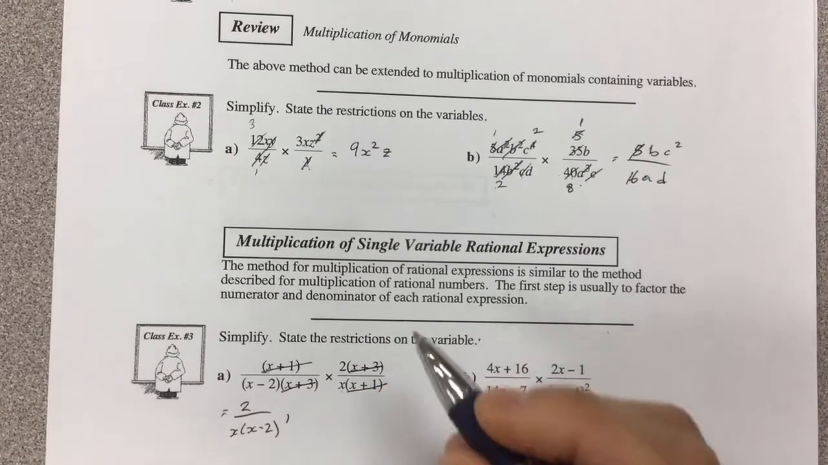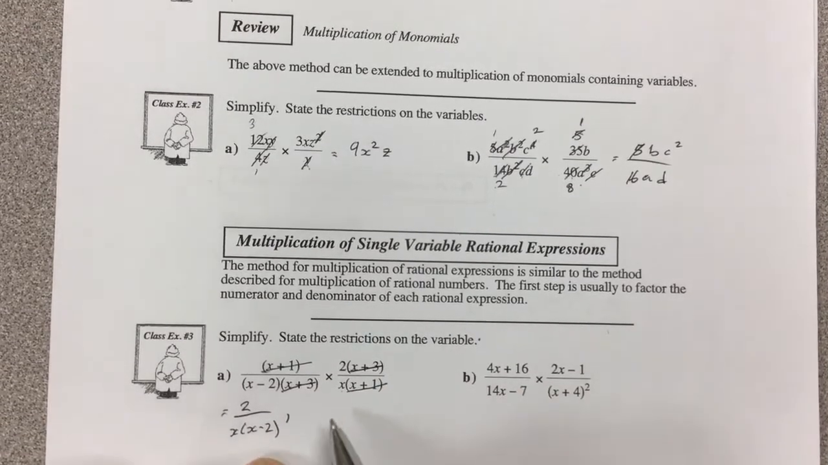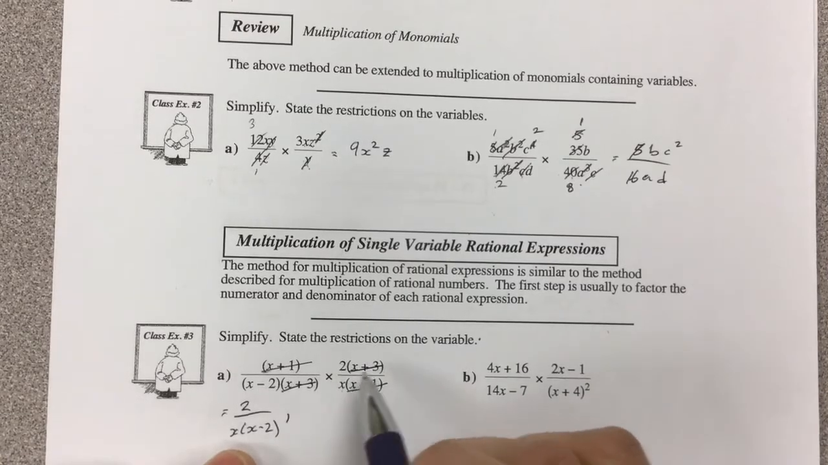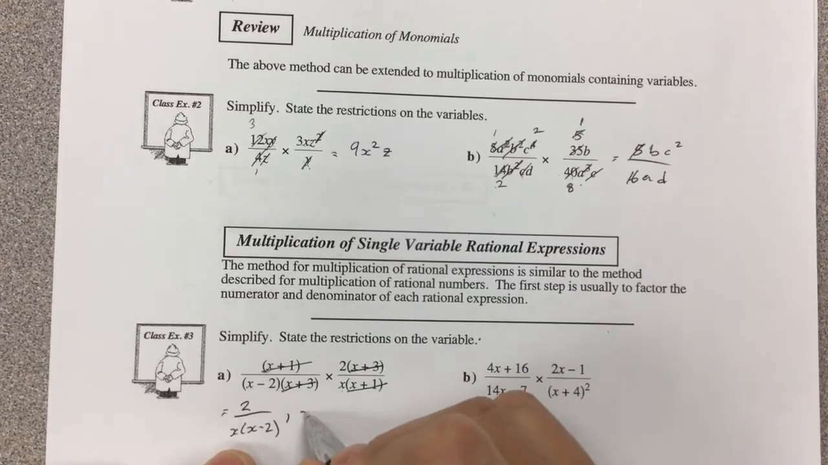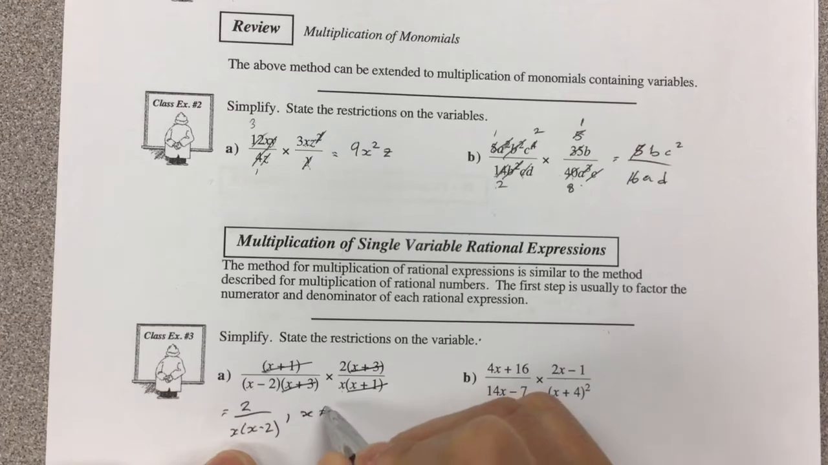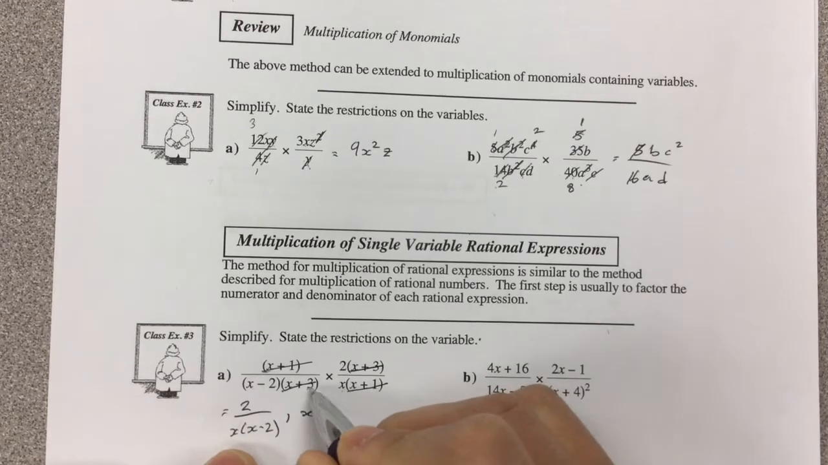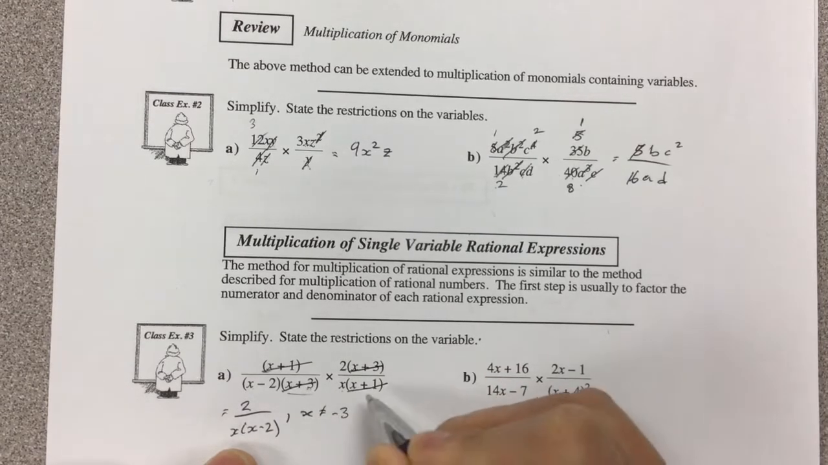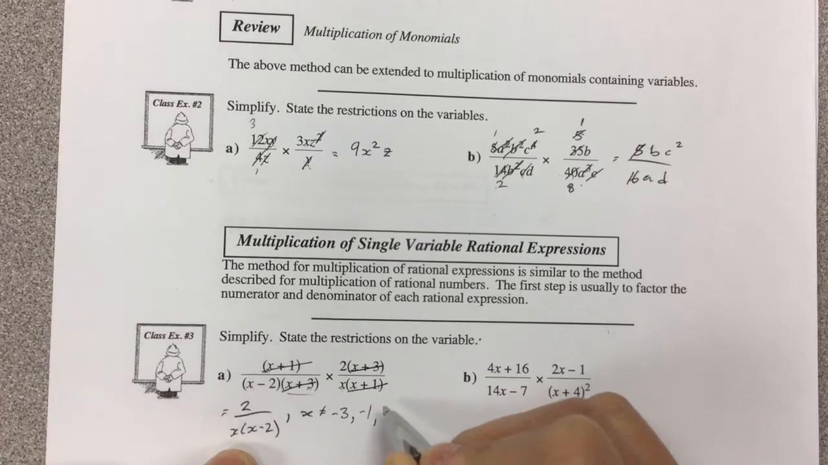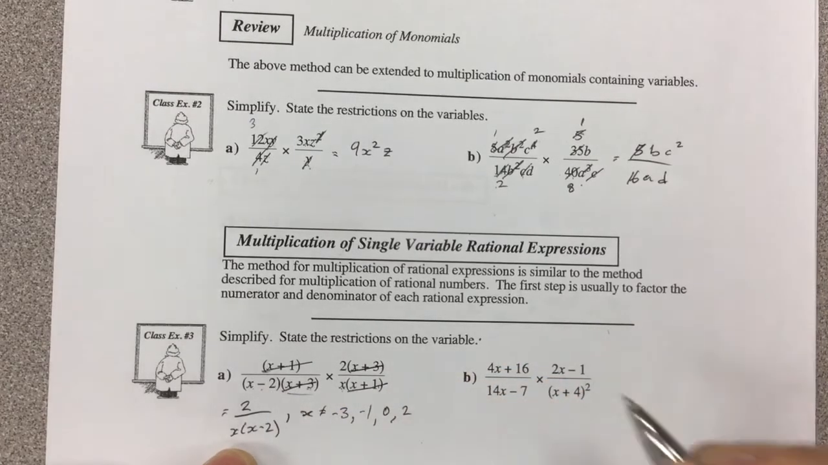We want to now state the restrictions on the variable. So all of these now are going to be restrictions on our variable. So if I look at the factors I've canceled out, x can't equal -3, it can't equal -1, it can't equal 0, and it also can't equal +2.